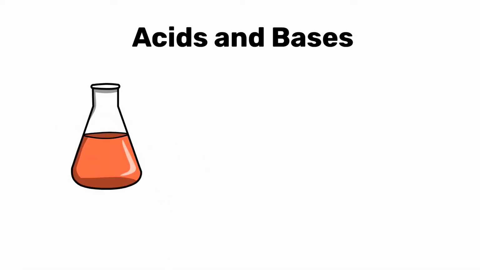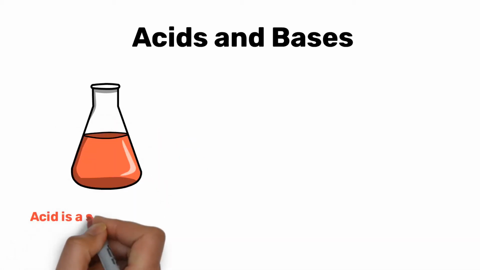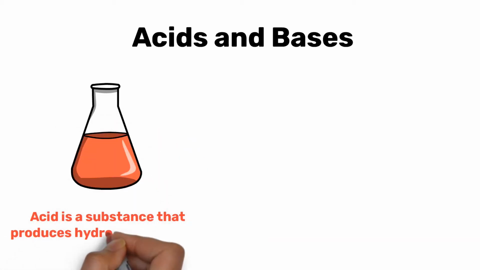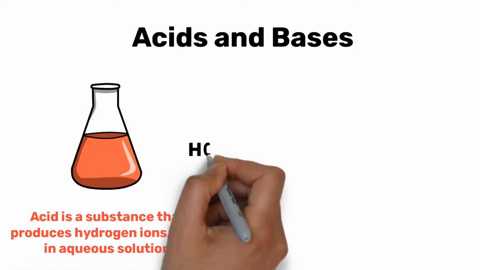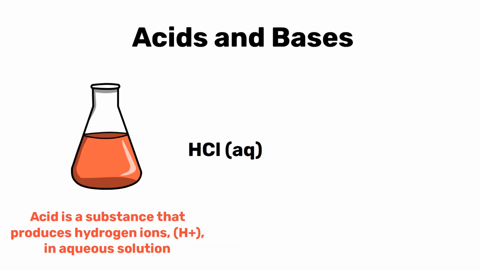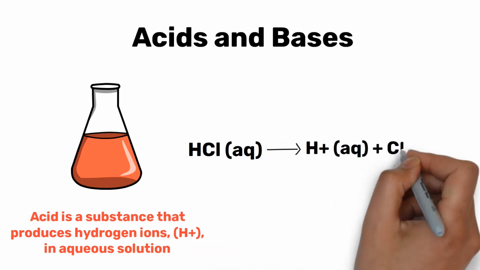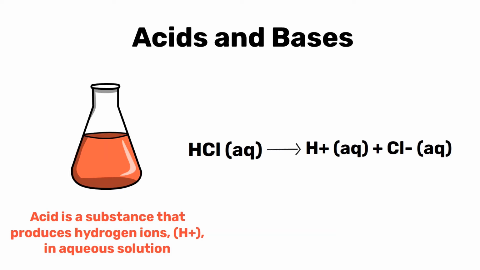So what is an acid? Acid is a substance that produces hydrogen ions in aqueous solution. So let us look at this example, which is hydrochloric acid. It will dissociate into hydrogen ions and chloride ions.